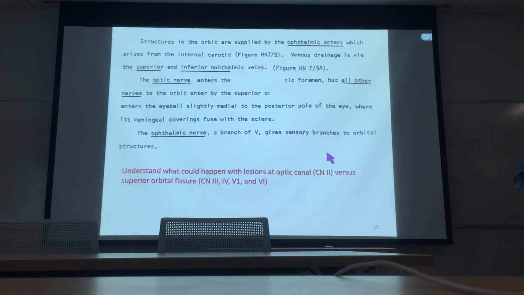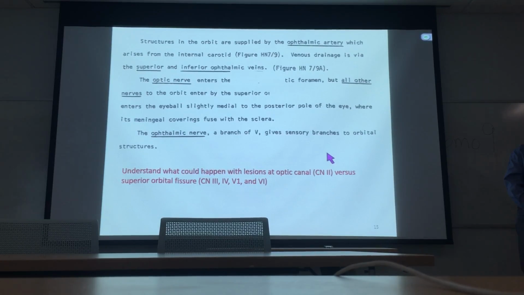And the other thing you would affect would be V1. What does V1 do? It's a purely sensory nerve going to what? Lacrimal, frontal, nasal ciliary. So it affects sensation to things like the forehead, nose, multiple areas. But I'm trying to get you to understand the difference: with an optic canal lesion, vision would be affected; with a superior orbital fissure lesion, what would be affected? Movement of the eyeball, and sensory from V1.